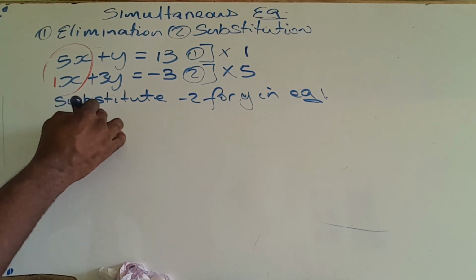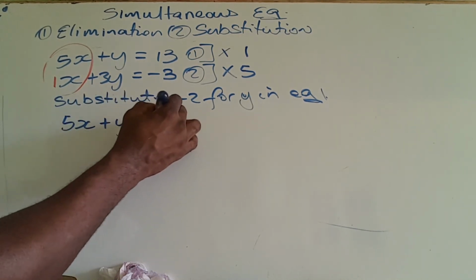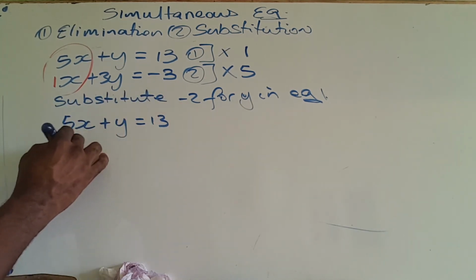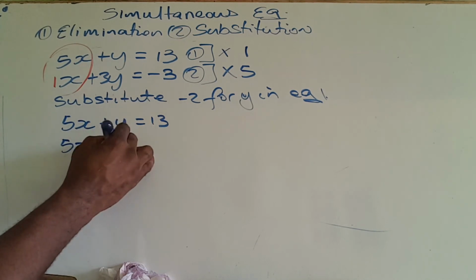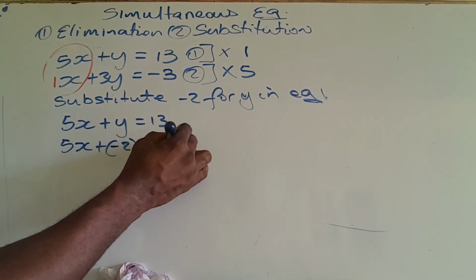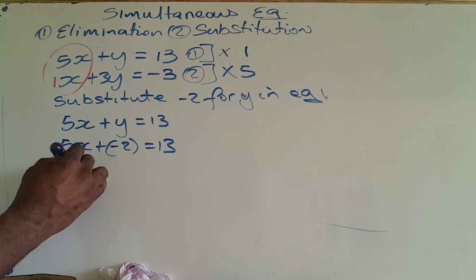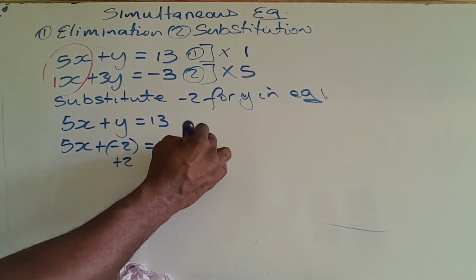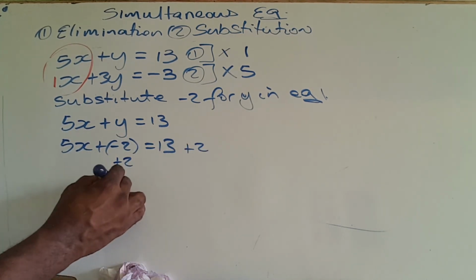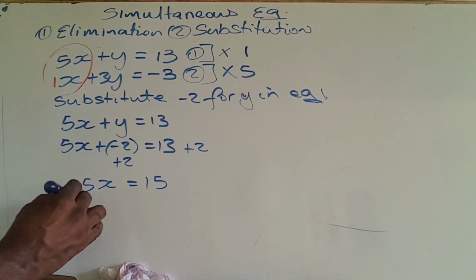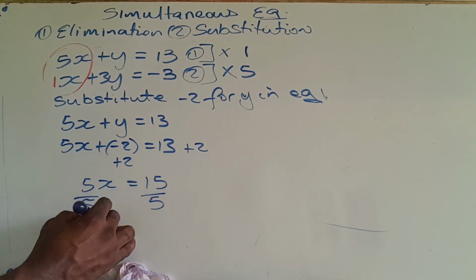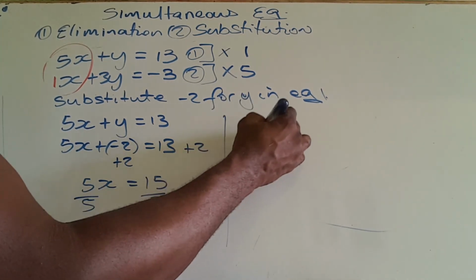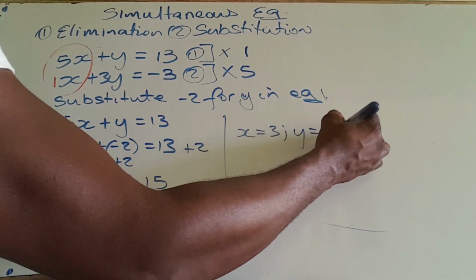So now I'm going to write back equation 1, 5x plus y is equal to 13. Remember, I'm going to substitute -2 wherever I see y. So this is 5x plus -2, and I'm going to put it in a bracket, which is equal to 13. Basically, this is the -2. So how do I cancel a -2? I'm going to add 2 to it and then add 2 to the other side. I'm looking at 5x is equal to 15. Divide this by 5, divide this by 5, x is equal to 3. So here it is, we have x equal to 3 and y equal to -2.